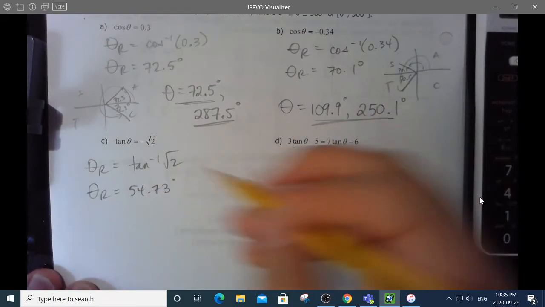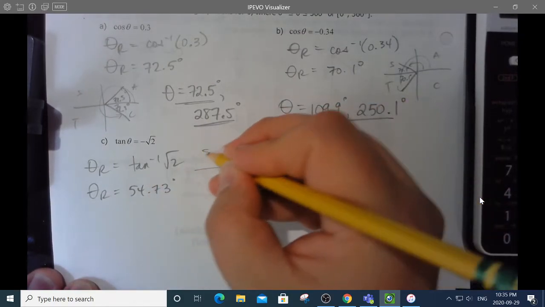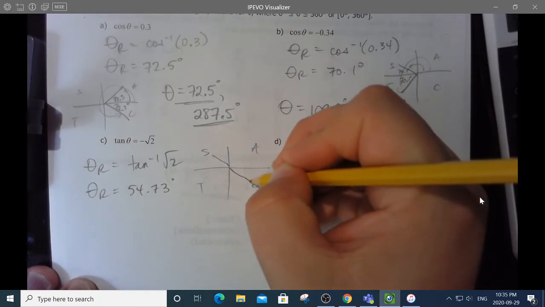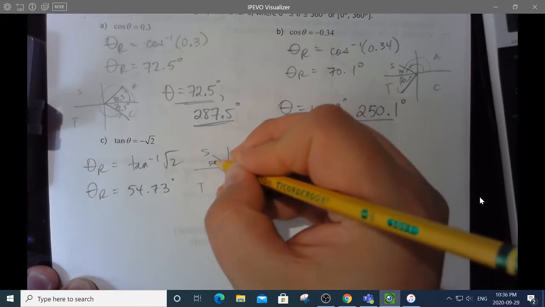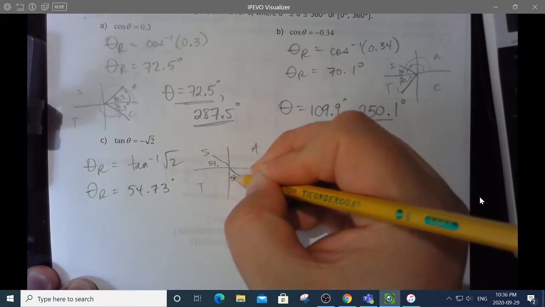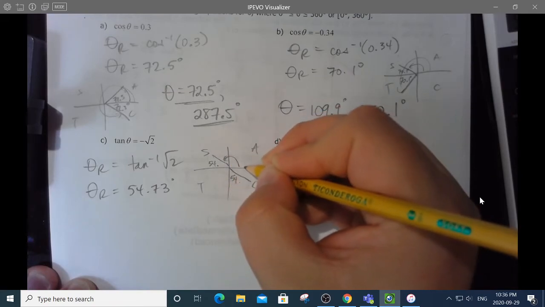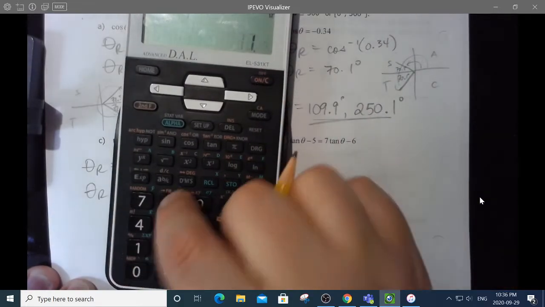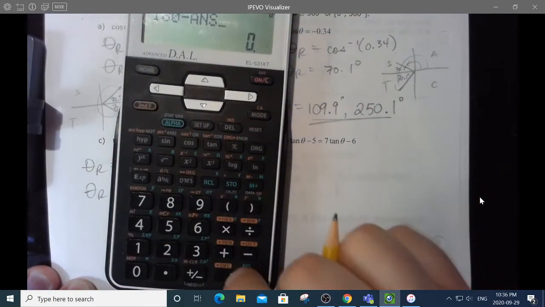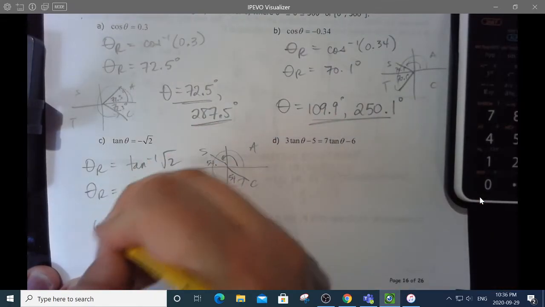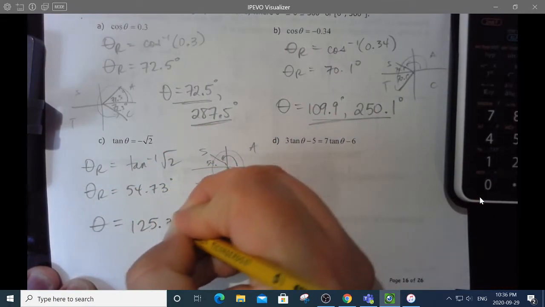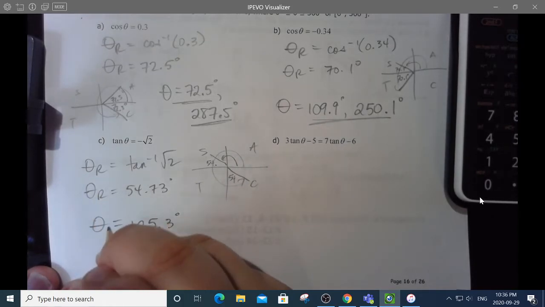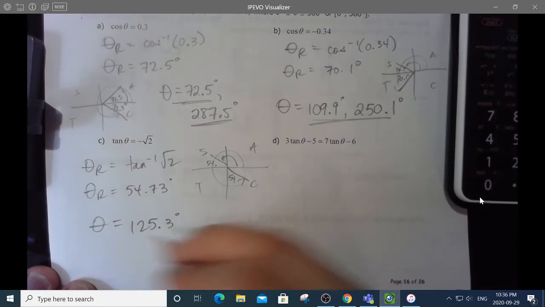Okay. Where is tangent negative? Where, oh where has my CAST rule gone? Tangent's negative over here and over here. So I have a 54 degree reference angle there, and I have a 54 reference angle there. How big is that? And how big is that? So this one is 180 minus that number. 125.3. And yes, notice I dropped the R because I'm not talking about the reference angle anymore. I'm talking about the standard position angle. So that's important. This is not theta R anymore.